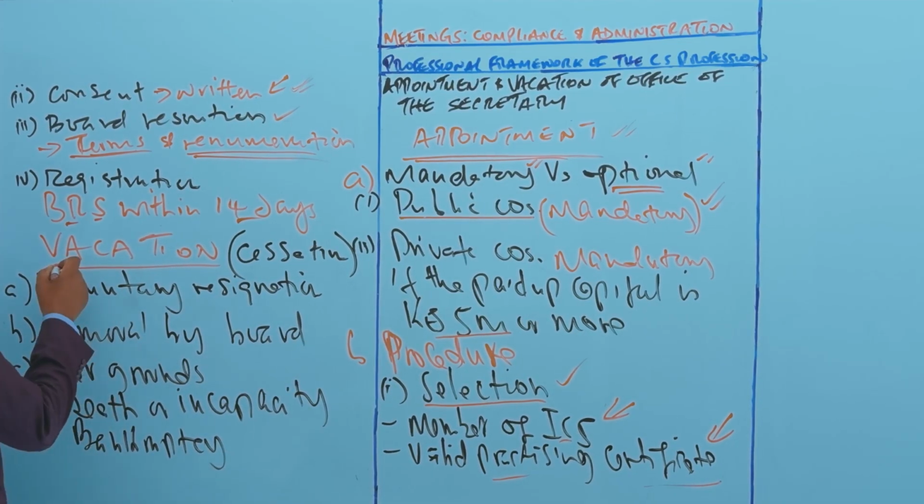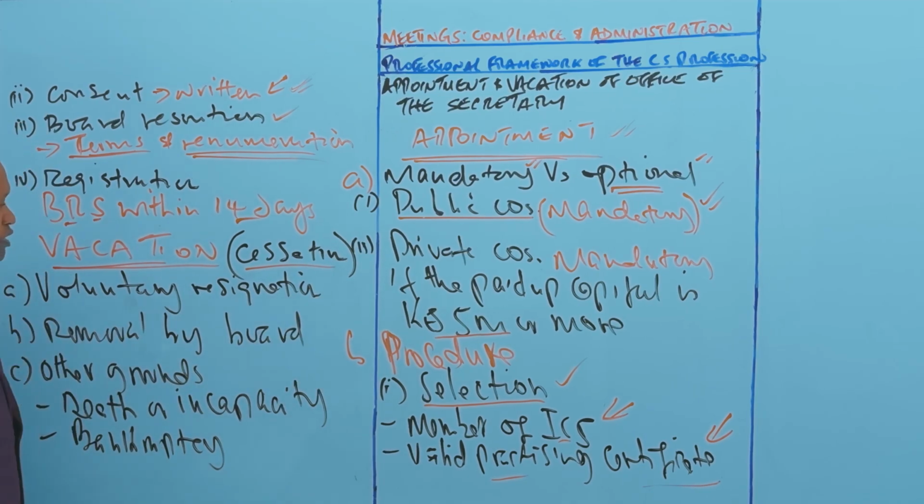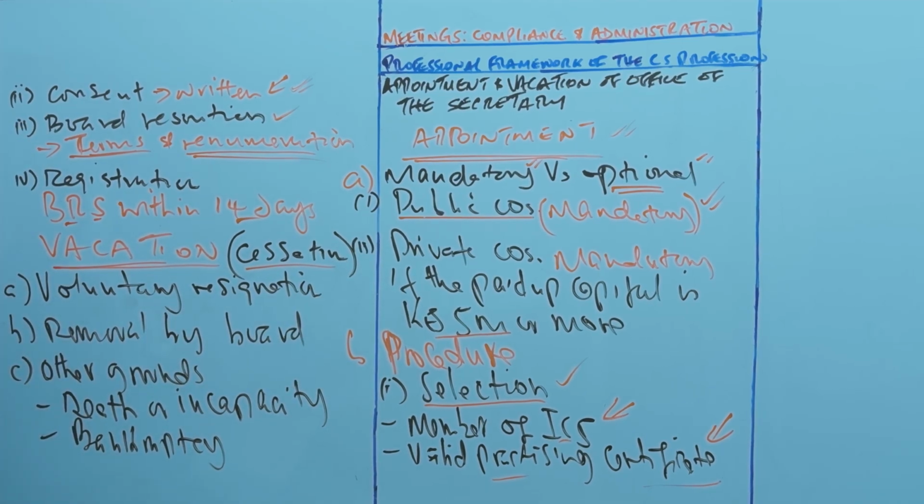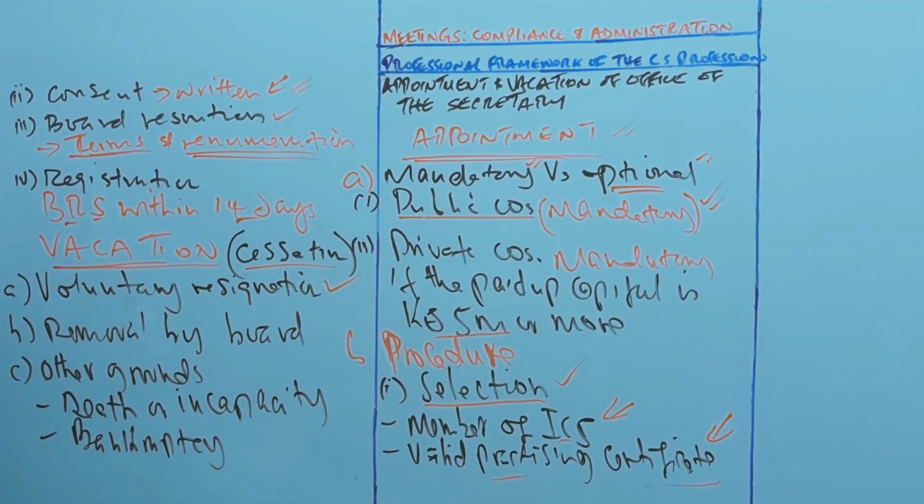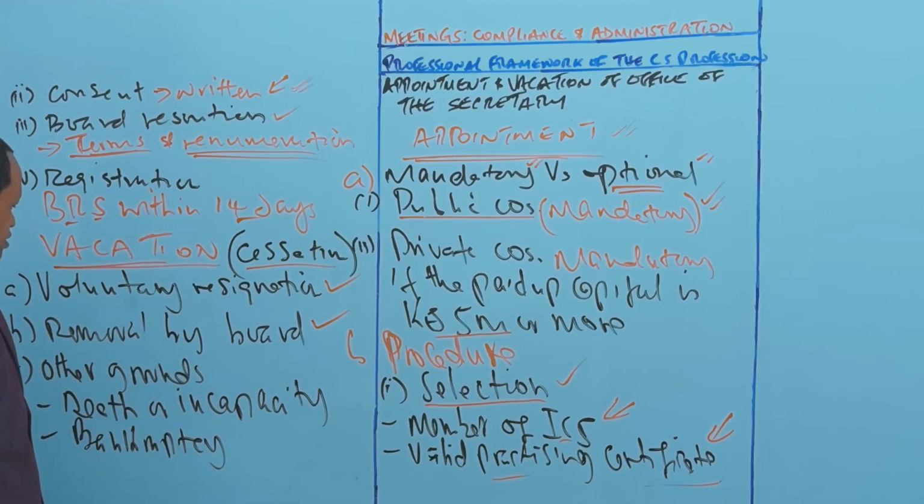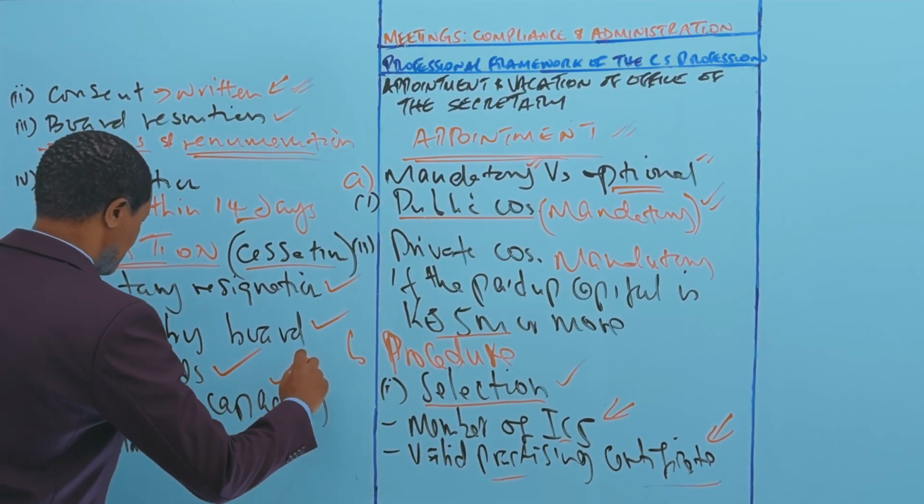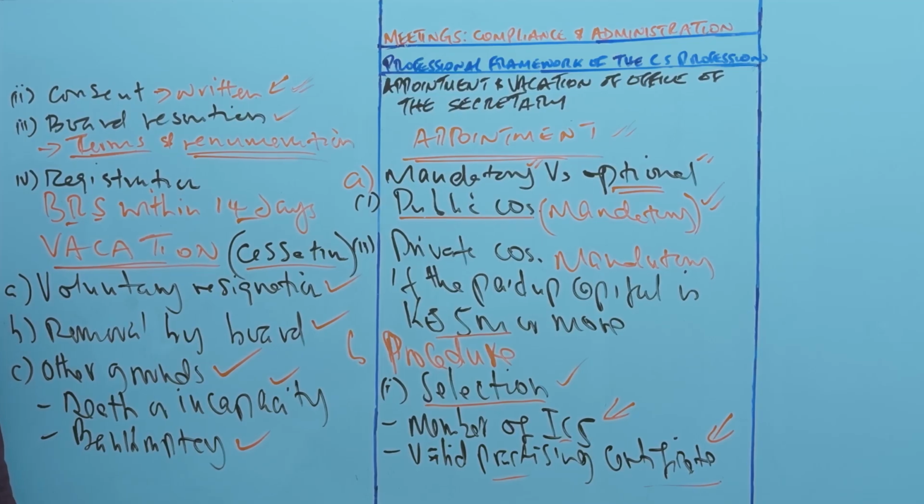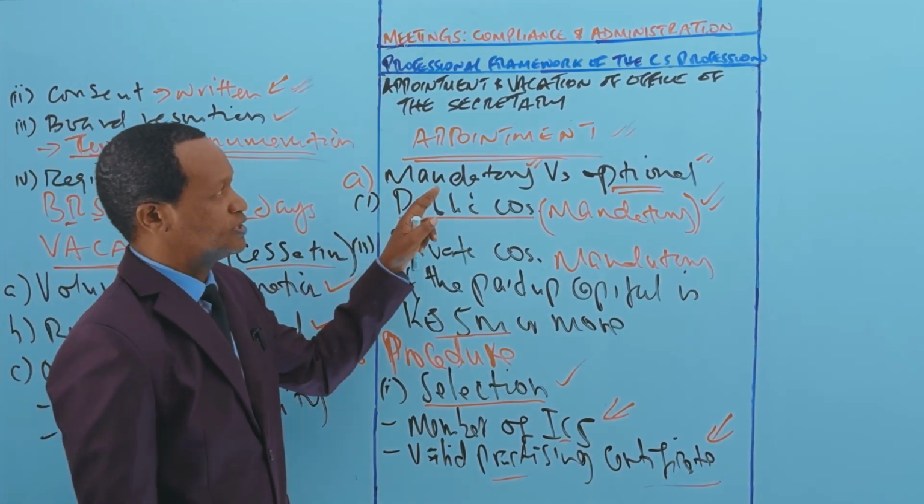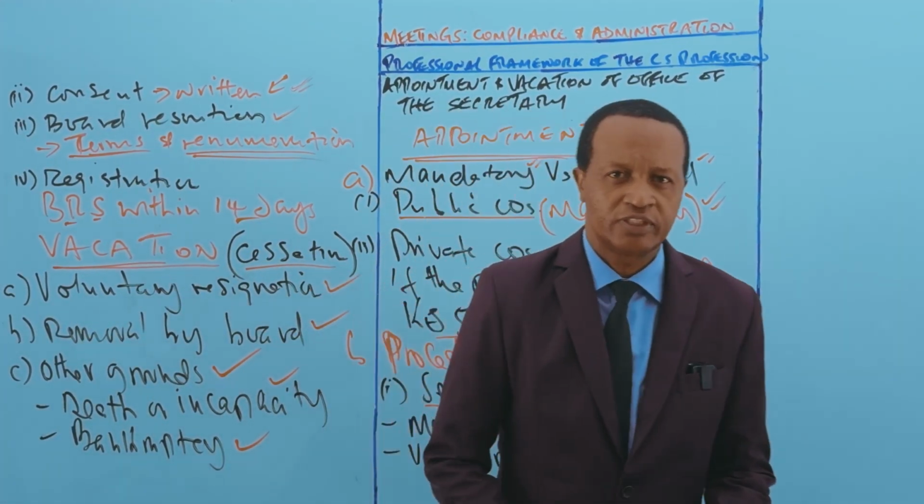Then there is also the vacation or cessation. One who is appointed may also cease to work as a company secretary, which can be through voluntary resignation or removal by the board or other grounds like death and incapacity or bankruptcy. You understand? Yes, that's the end of today's lesson on appointment and vacation of office of the secretary.